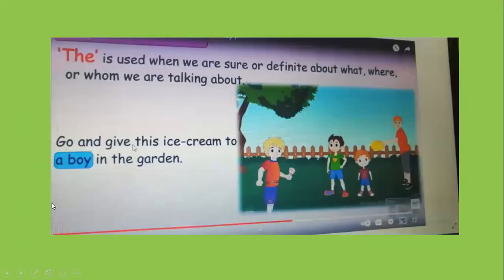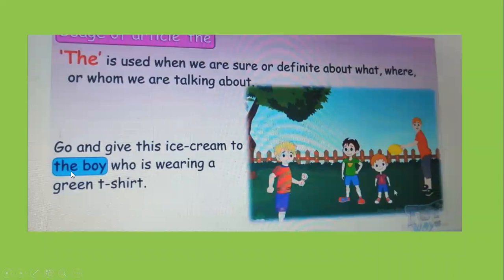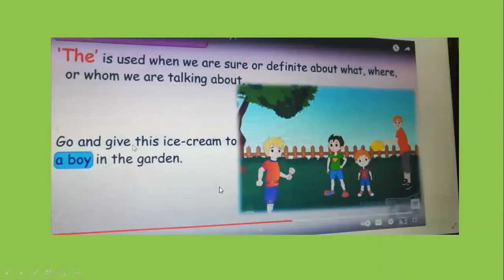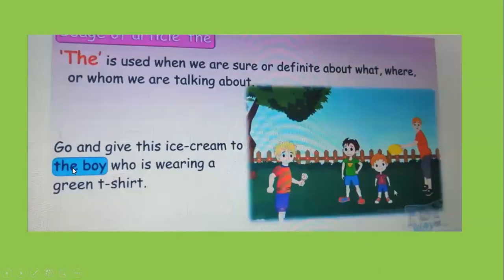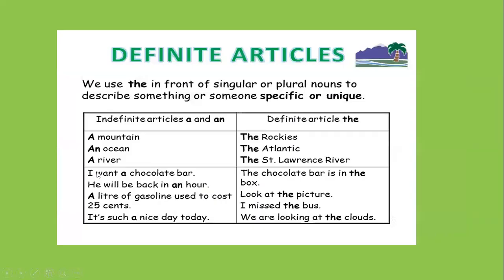Along with this, one more example: go and give this ice cream to a boy in the garden. Two or three boys are there in the garden. Which boy? Go and give the ice cream to the boy who is wearing a green t-shirt. Now I'm emphasizing the boy who's wearing the green t-shirt, so there we are using "the". In the first sentence I use "a"; in the second line, in the same paragraph, we use "the boy".